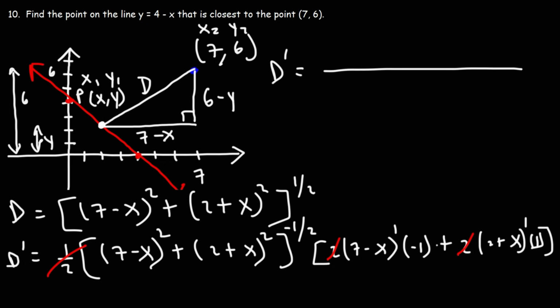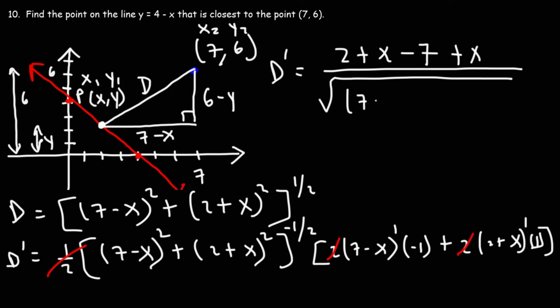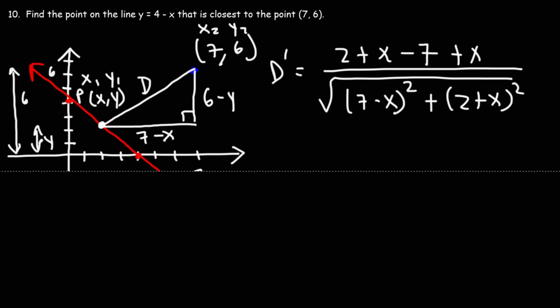So in the numerator, we have 2 plus x, and then we have a -7, and we have a positive x. Now this, we could bring it to the bottom, and it's going to be inside of a square root. So on the bottom, we have the square root of 7 minus x squared plus 2 plus x squared. And we're going to set this equal to 0.